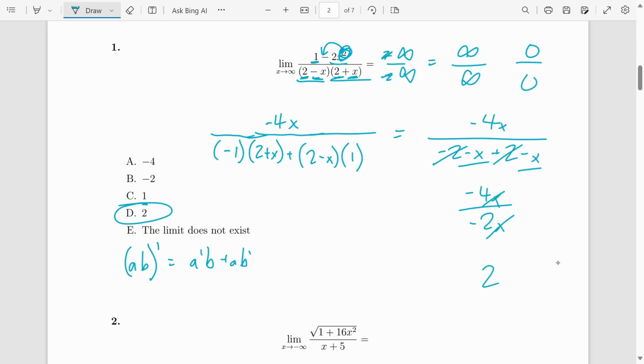So by doing L'Hopital's rule here, we managed to get our original limit in a form where it no longer had any x's in it. And because of that, it just left us with our answer. Isn't that cool?